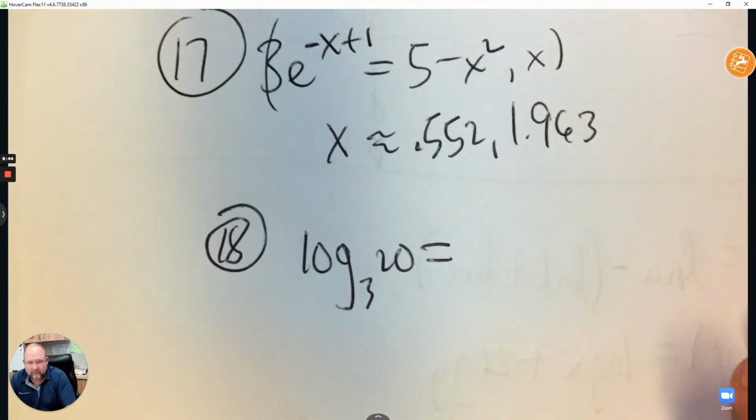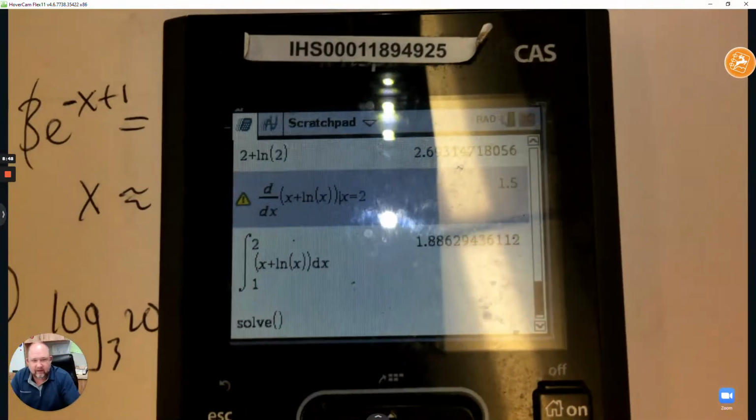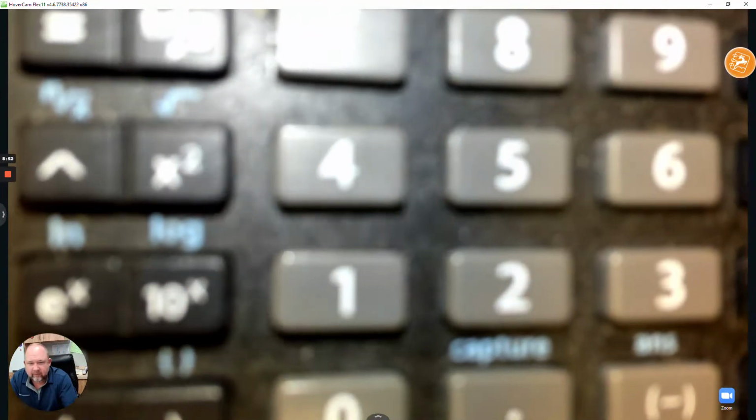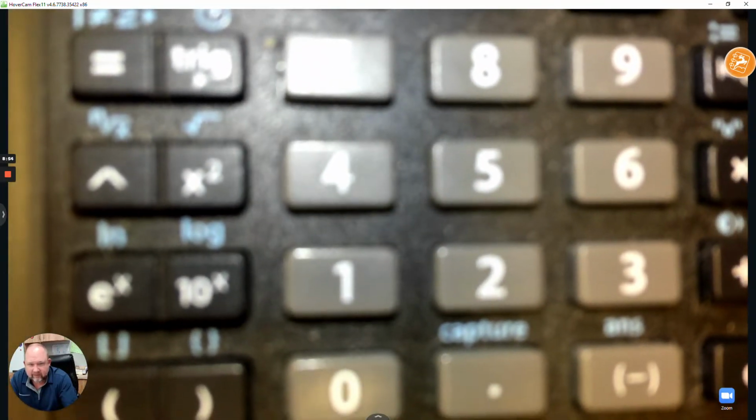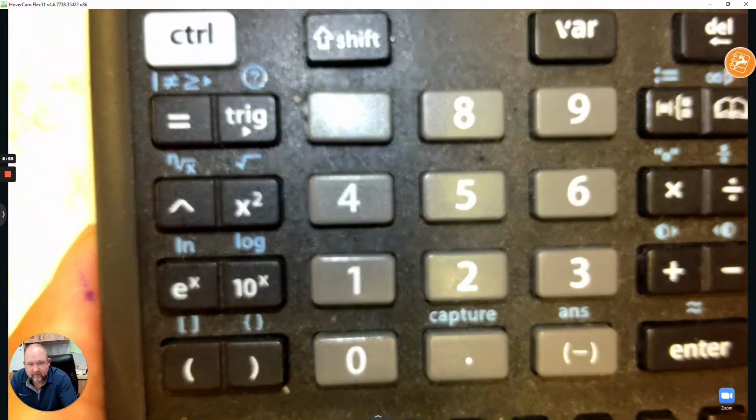How do I do a log? With this calculator, you just type in log and the numbers. You don't have to change the base. So where's that button? Look here, above the 10 to the x. See the log button in blue? I know it's blurry. See the log button in blue?